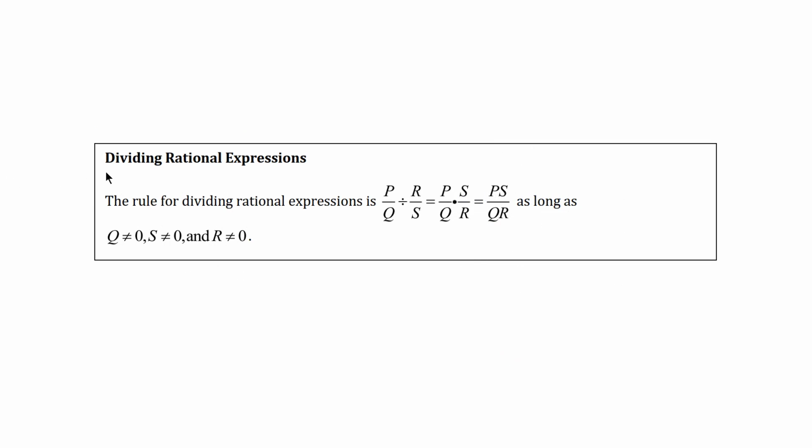Next, we're going to go over dividing rational expressions. The rule for dividing rational expressions is p over q divided by r over s is equal to p over q times s over r equals ps divided by qr, as long as q is not equal to 0, s is not equal to 0, and r is not equal to 0. So to divide rational expressions, we just flip the second fraction and change the operation from division to multiplication.